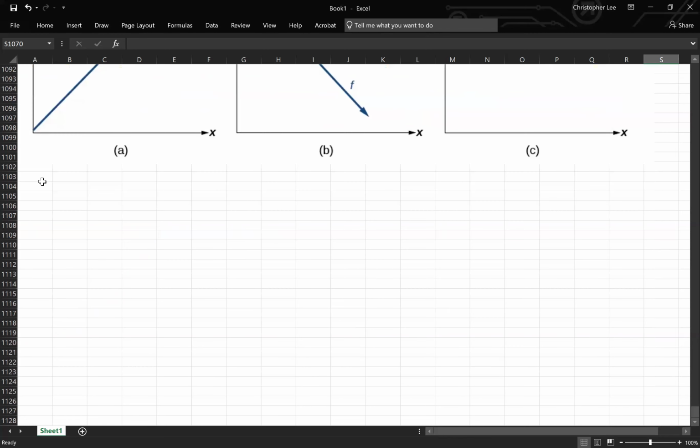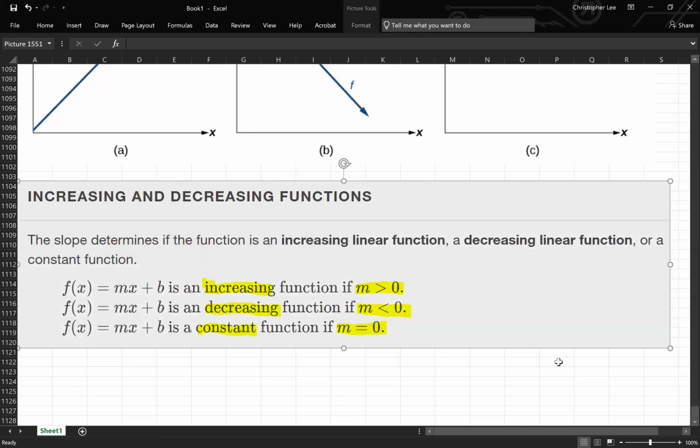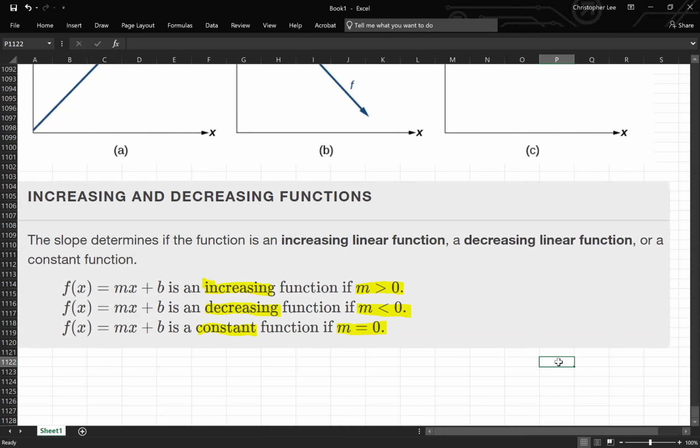Let me give y'all a little definition real quick. Y'all probably know this definition already, but I'm just gonna reiterate it. So increasing and decreasing functions: the slope determines if the function is an increasing linear function, a decreasing linear function, or a constant function. If f of x equals mx plus b is an increasing function, that means the slope m is greater than 0. If it is a decreasing function, that means m, the slope, is less than 0, negative. If it is a constant function, that means m, the slope, is 0. That's it.